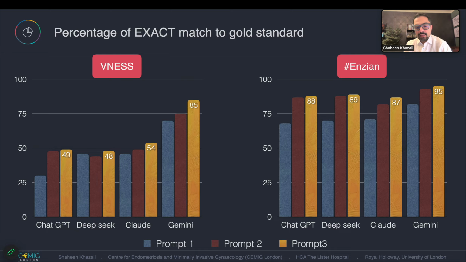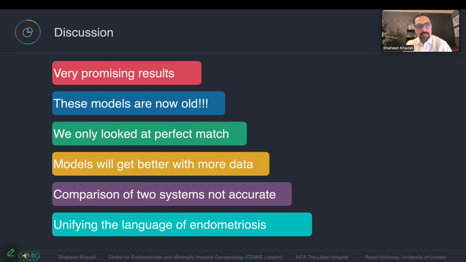What did we find from these? The results are very promising, meaning that it looks like large language models can actually help us in defining #NZN and VNESS if we just give them our surgical narratives. We need to keep in mind that even though this data collection was only done a few months ago, the models are already old. So we now have ChatGPT 5.2, Gemini 3.5, I think, and so on.